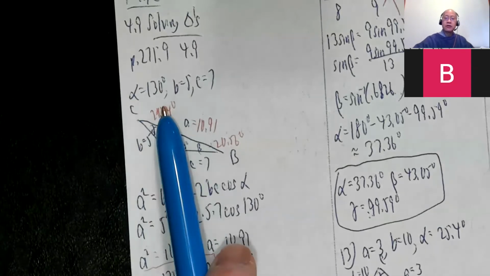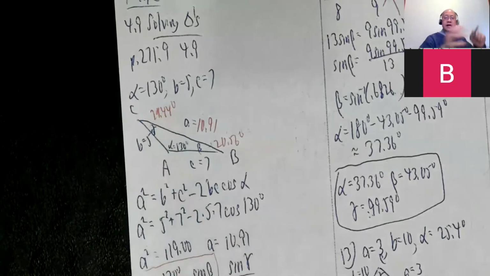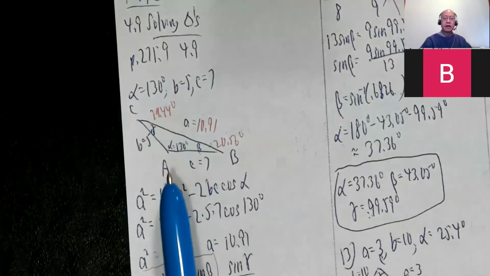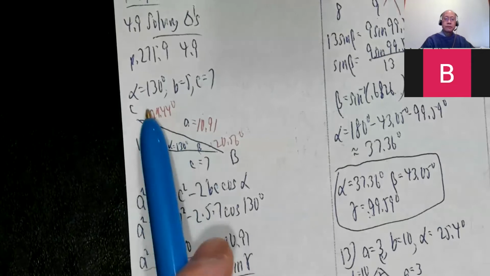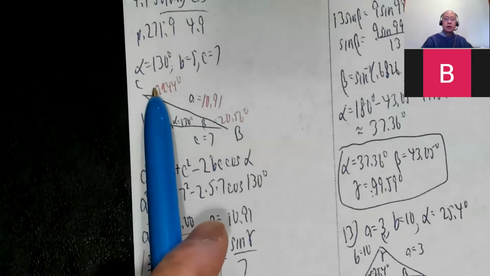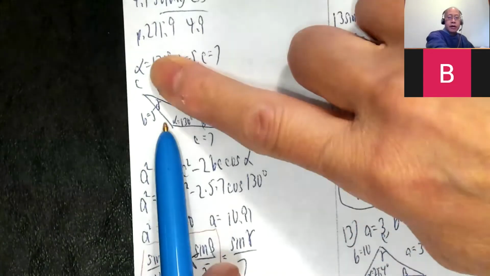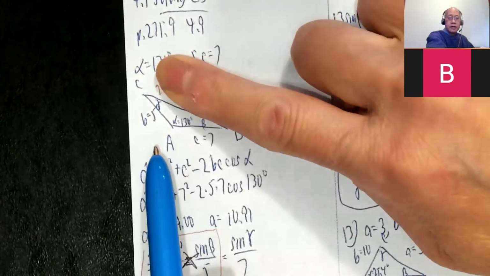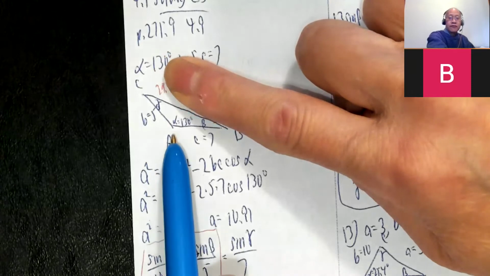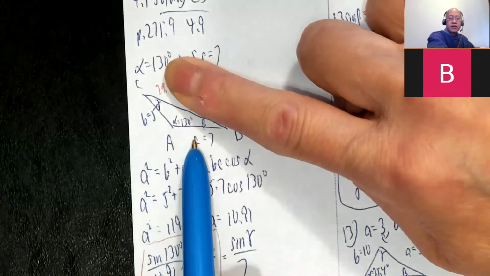But something like this, you have to use law of cosines. Law of sines won't work because if you try to set it up, you won't be able to cross multiply it and get what you need. Okay? So this is going to be law of cosines. All right, so ignore the red. Red is derived stuff, but given stuff. Alpha is 130 degrees, B is 5, C is 7.